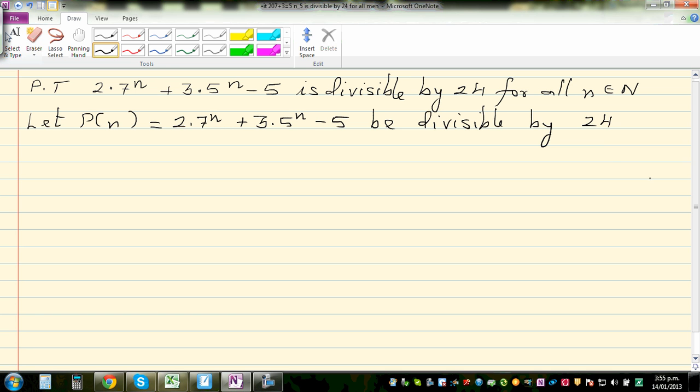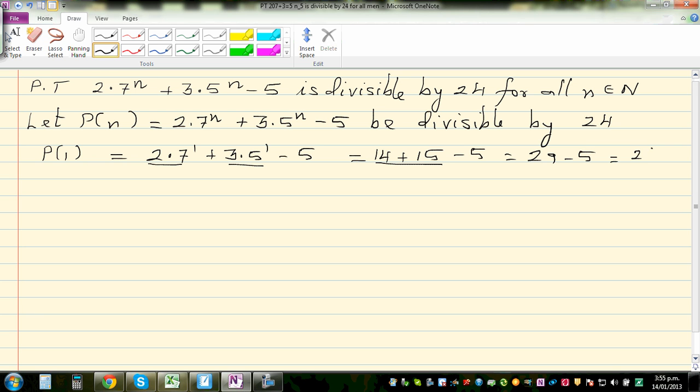Okay, so now to test this, let's take P of 1, where 1 is the first natural number. So this is 2 times 7 to the power 1 plus 3 times 5 to the power 1 minus 5. So this is 14 plus 15 minus 5. So this is 29 minus 5, which is 24. So we can say P of 1 is true.